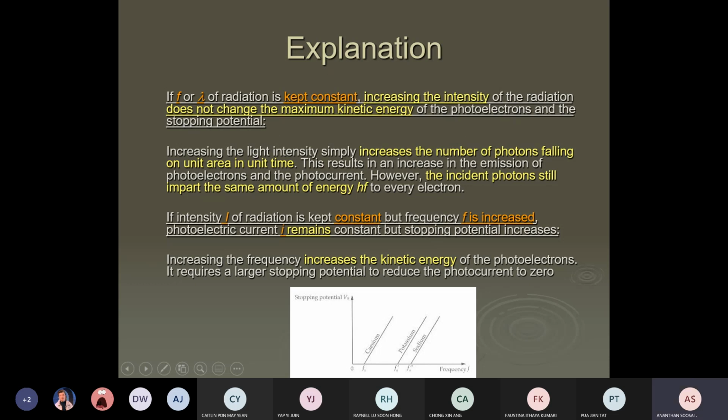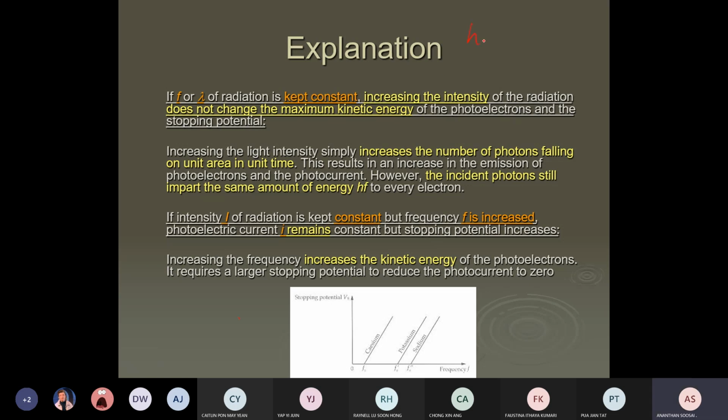Does it make sense for you, the first line? Come on, read it back. Okay, what did they say? If frequency or wavelength of the radiation is kept constant, no change to the frequency. The light we shine, we never change the frequency. Red light means always red light. Increasing the intensity of the radiation does not change the maximum kinetic energy. Do you agree? Explain, right?